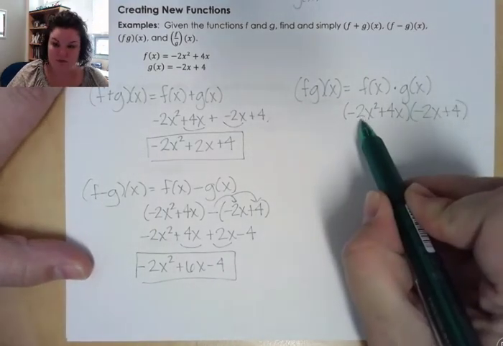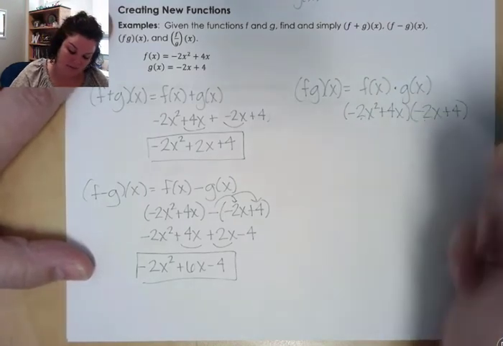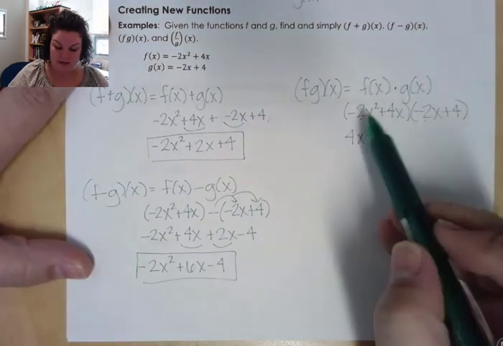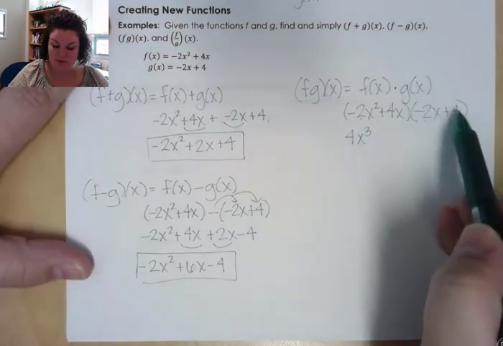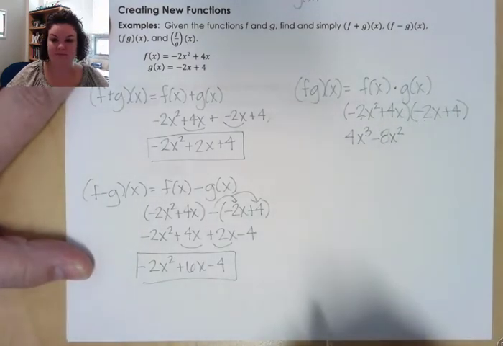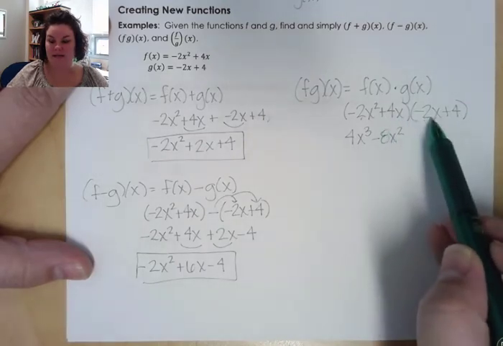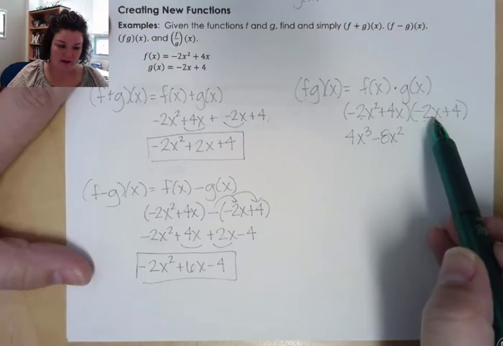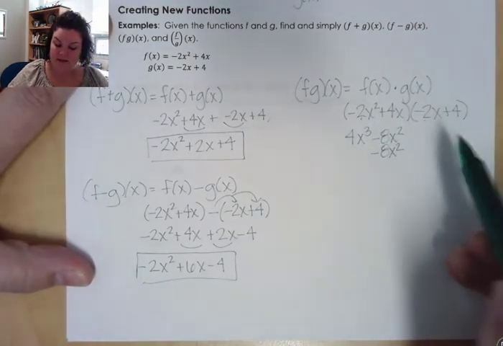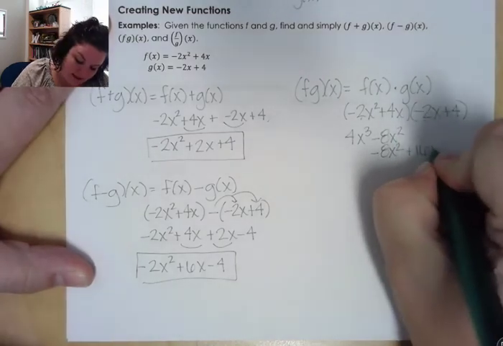So I'm going to do negative 2x squared times negative 2x, which is going to give me a positive 4x cubed, right? Then I distribute my negative 2x squared to my 4, which gives me a negative 8x squared. And now I need to distribute this 4x. 4x times negative 2x gives me negative 8x squared. And I'm going to go ahead and line those up because they're like terms. And then 4x times 4 gives me a positive 16x.